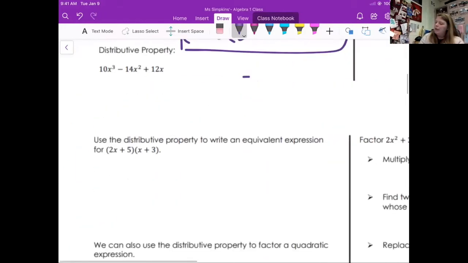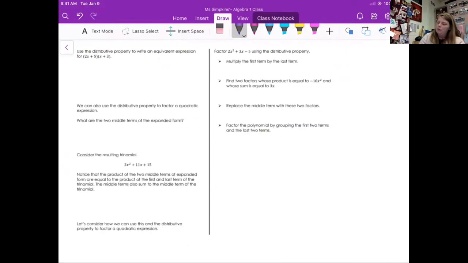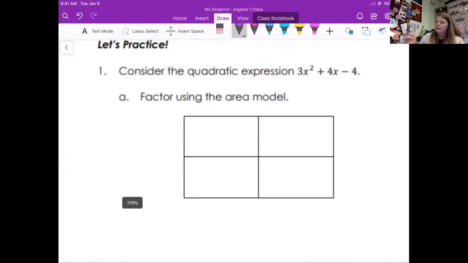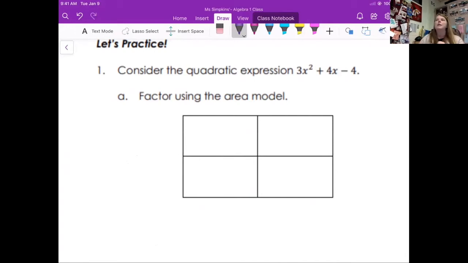Okay. All right, so again, I told you I'm going to skip a lot. So I want you to go all the way to find this. 3x squared plus 4x minus 4.